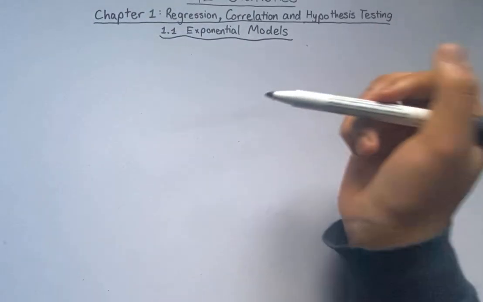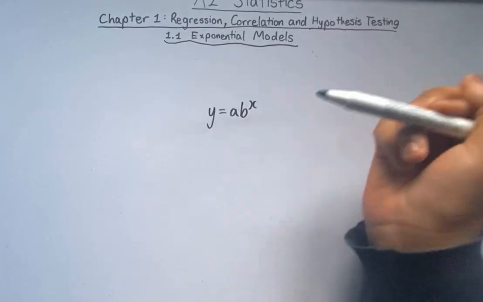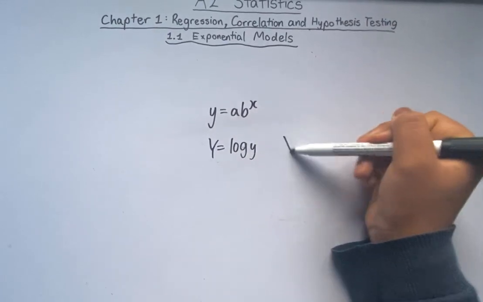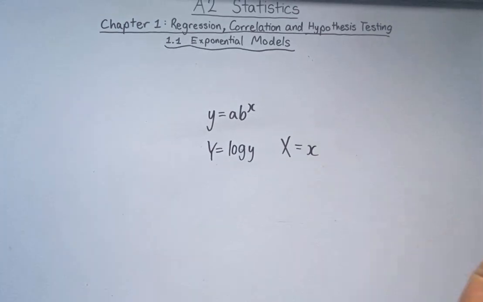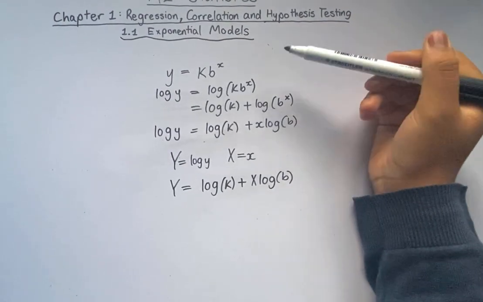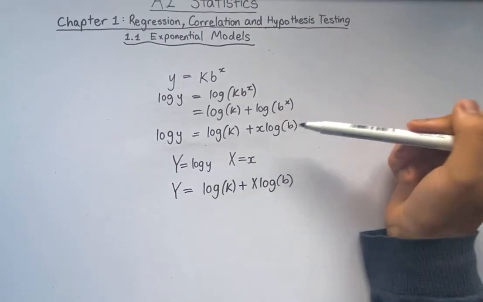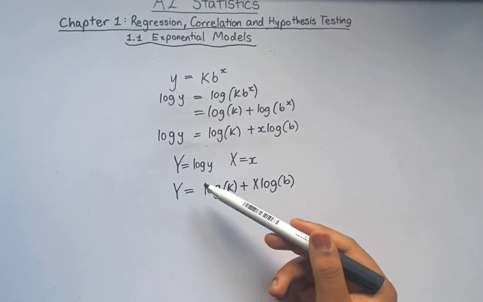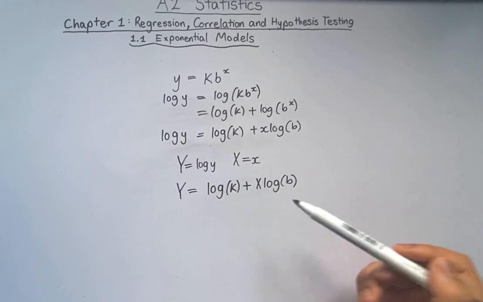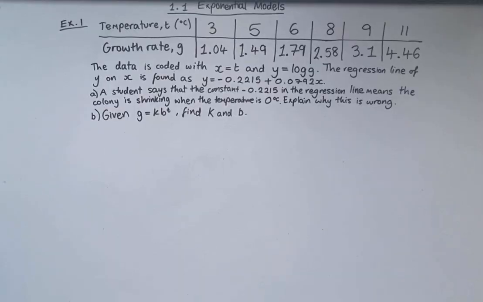For data with an exponential relationship, y is equal to ab to the power of x, you need to code the data now where y is equal to log y, but now x is just equal to x to get a linear relationship. If y is equal to kb to the power of x, then again taking log of both sides, we get log y is equal to log k plus x log b. And if we use the coding y equals log y and x equals x, we get the straight line y equals log k plus x log b, where the gradient will be log b and the y-intercept will be log k. Let's do an example.